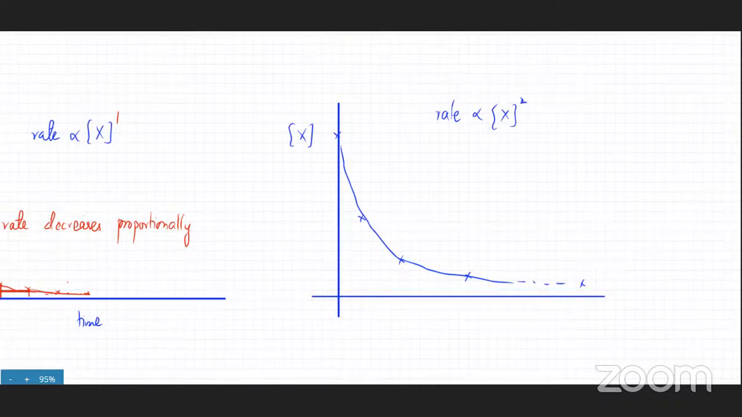And anyways, the half-lives would be double the previous half-life. That's the first half-life. That's the second half-life. This is the third half-life. Every time the half-life continuously increases.